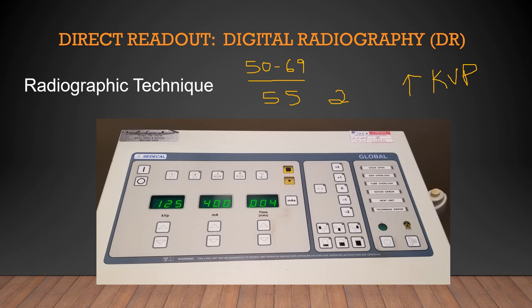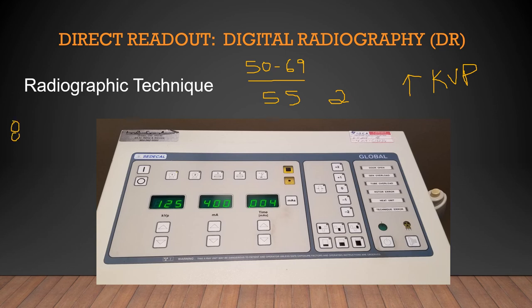FPDs, which are flat panel detectors, are more sensitive to scatter than screen film. So you need to protect these from scatter radiation. FPD systems function very well at high kVp and low mAs. So you want to use the 15% rule. What does that mean? Okay, so let's go to a KUB. Let's go to an abdomen X-ray.